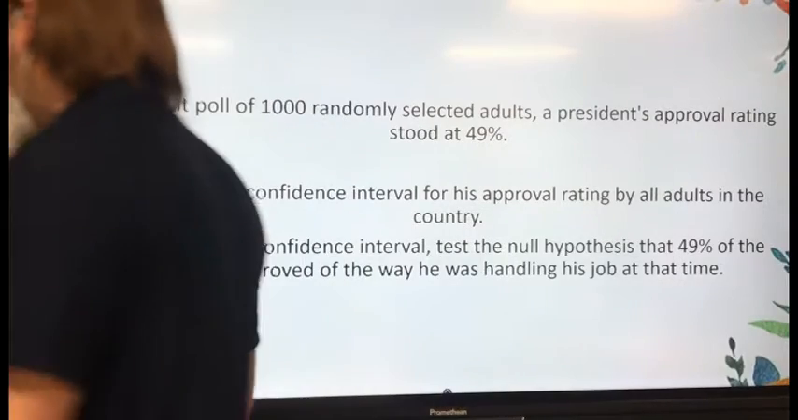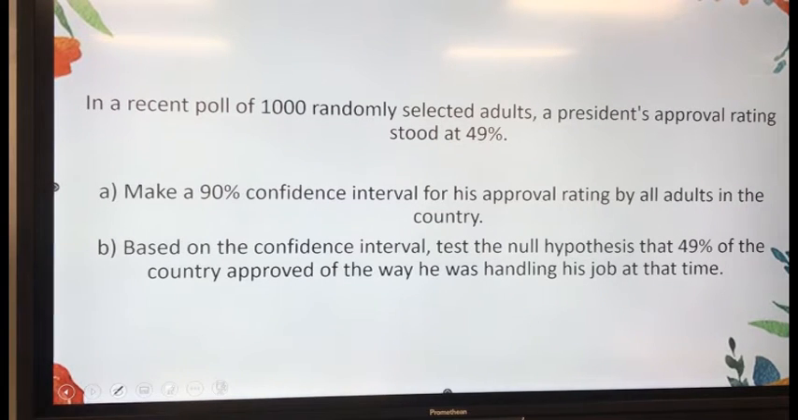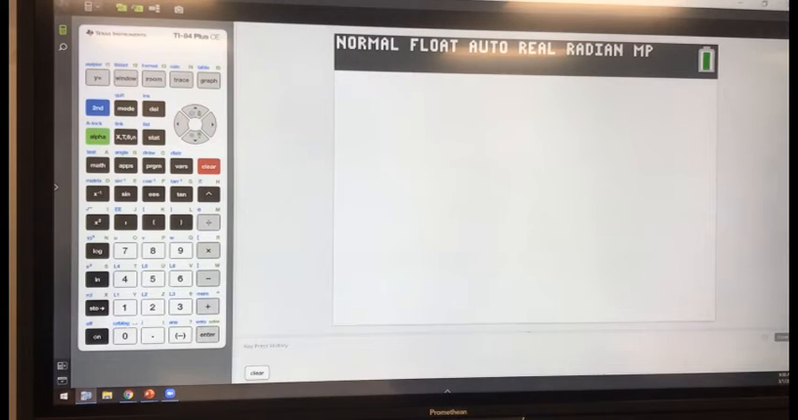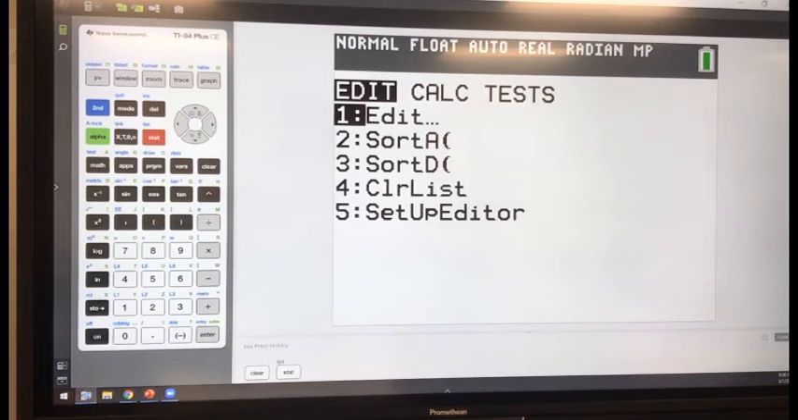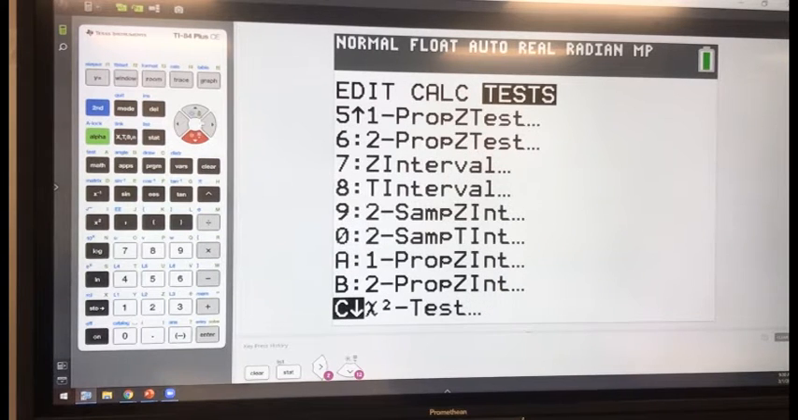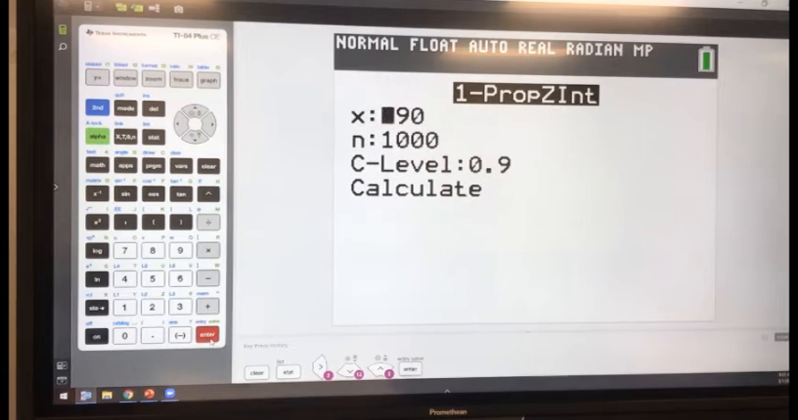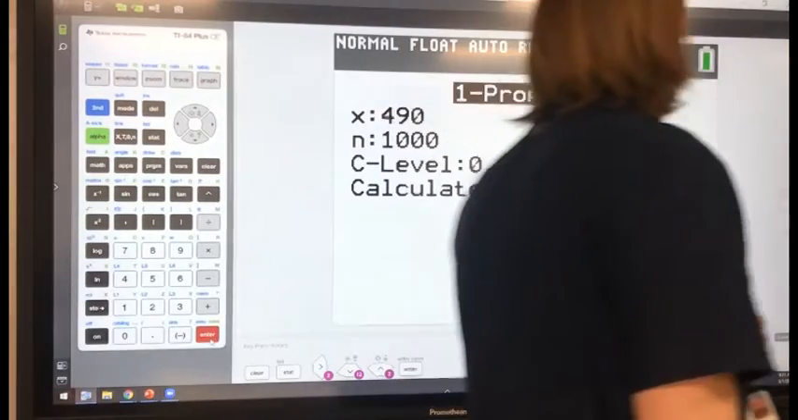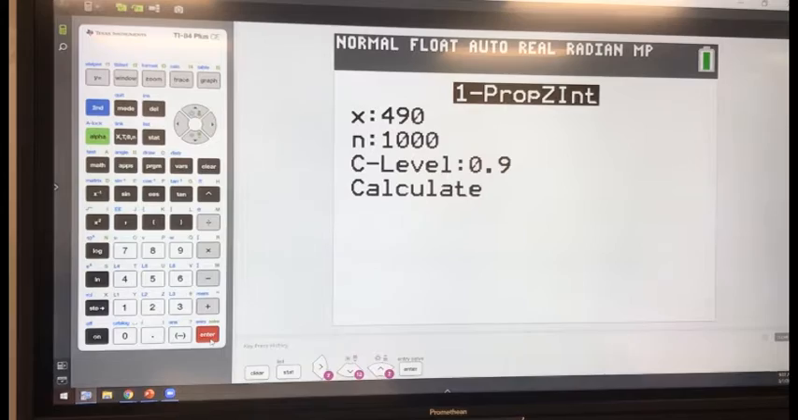So, it's been a while. Let's look at how to find the confidence interval. Like almost everything in this class, we can look at the calculator. Confidence intervals, we're right here at stats, tests, one proportion z interval. Click on that. It's waiting for some values, x, n, and your C level.